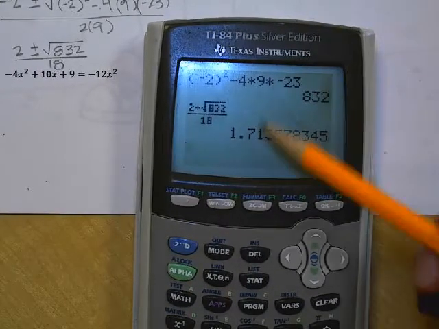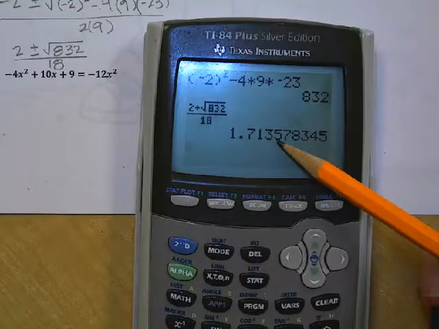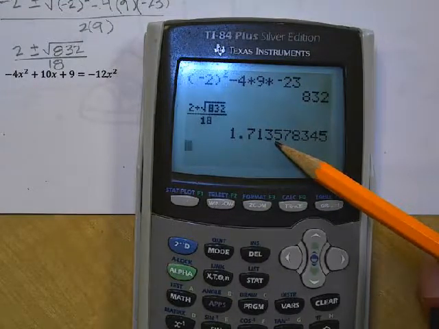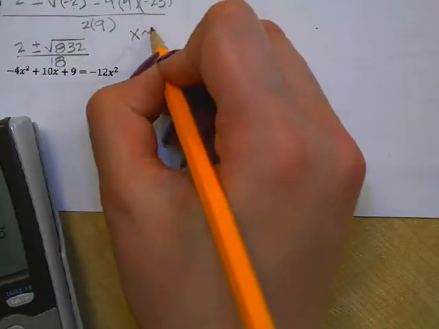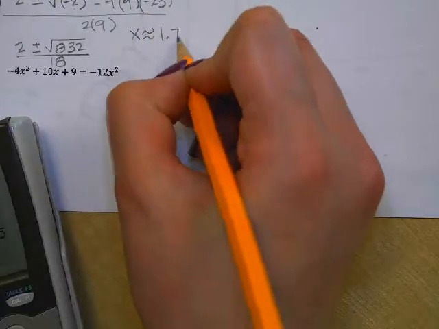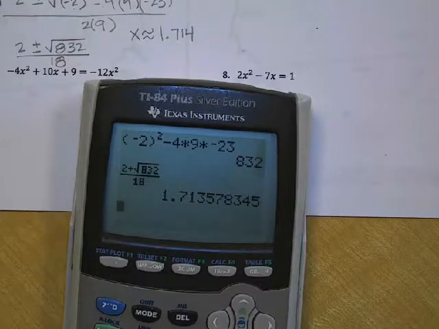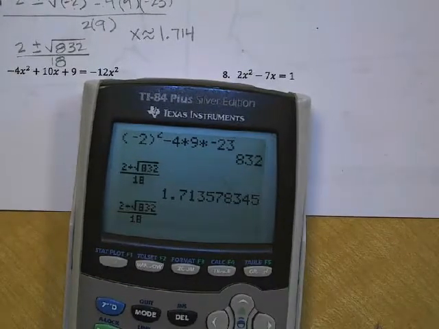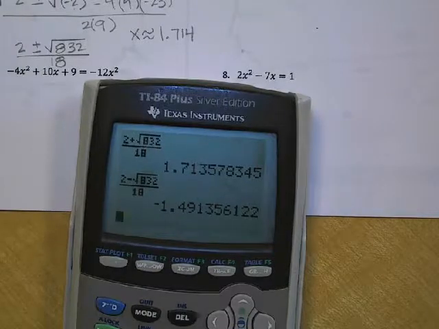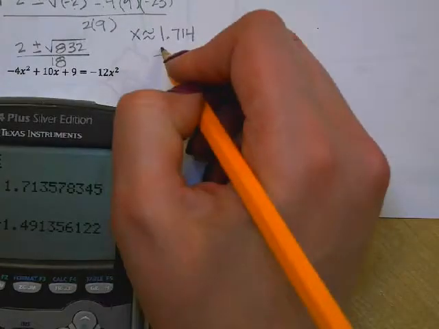So we have 1.713. The 3 is followed by a 5. So what do I do? I round up. So I have x is approximately 1.714 because the 3 was followed by a 5. I can go up and grab it, change it to a minus, and I get negative 1.491.